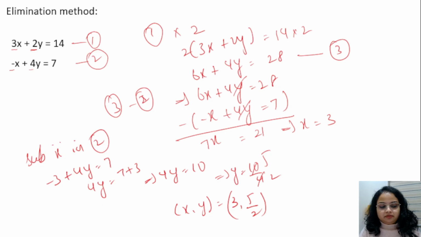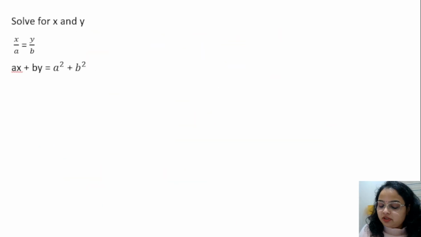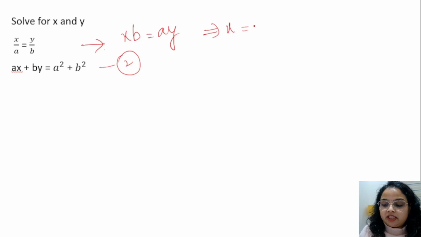Next one, we have to solve for x and y. Here two equations are given, first and second one. In the first equation we will cross multiply. We will get xb is equal to ay. And this is the second equation. We will use here substitution method. In the first equation we will find out x value here. x is equal to ay by b. We will substitute x value in second equation.